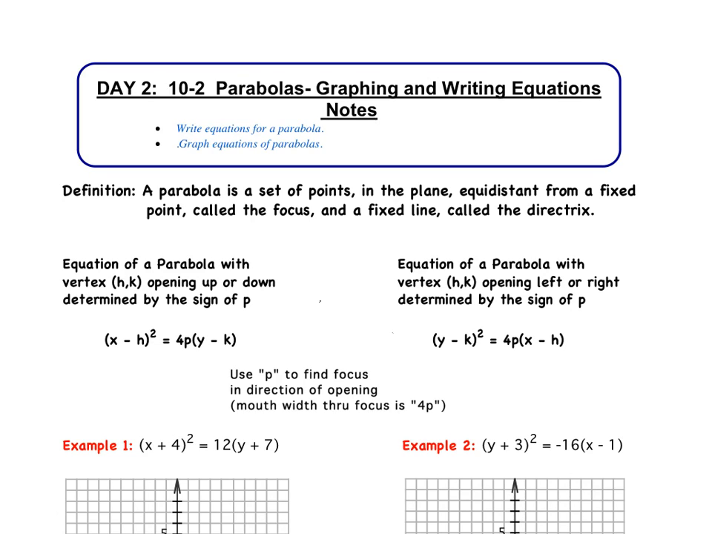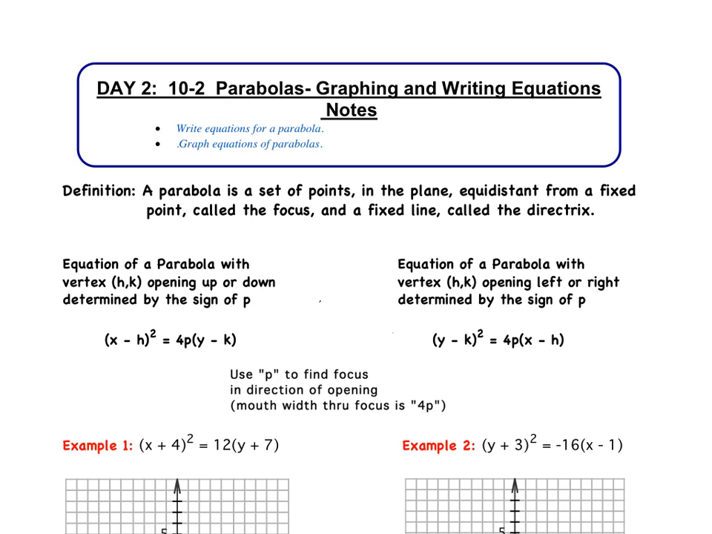Today we're going to learn about parabolas, graphing and writing equations. A parabola is a set of points in the plane equidistant from a fixed point called the focus and a fixed line called the directrix.